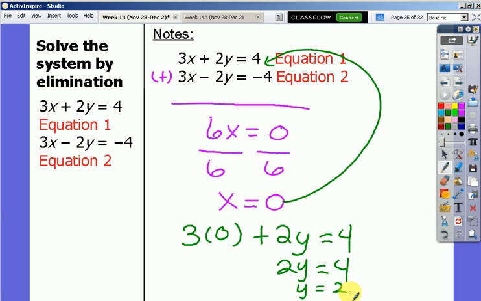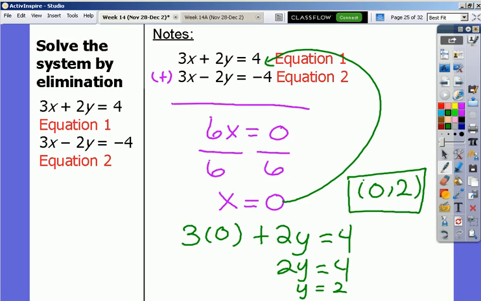So what's the solution to my system? (0, 2) in parentheses. Remember, it is always a point unless you're dealing with parallel lines or the same line. Then we have special solutions. All right. That's the easiest case. Do you have any questions on that?